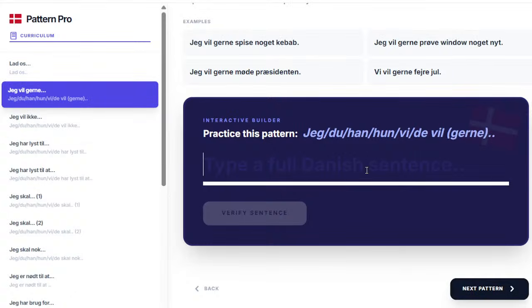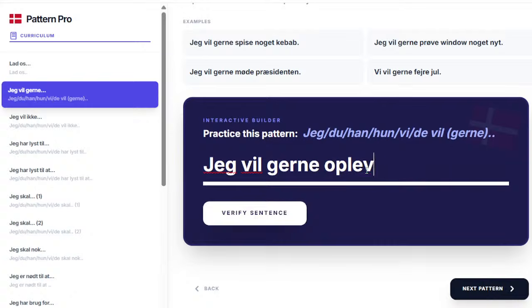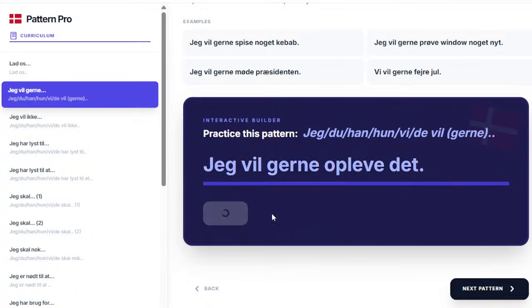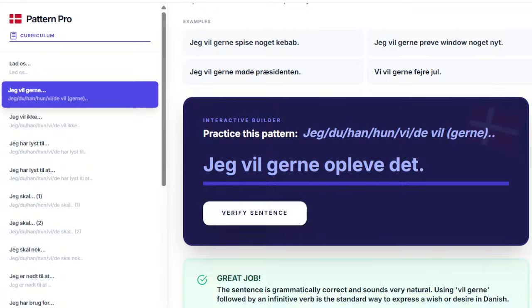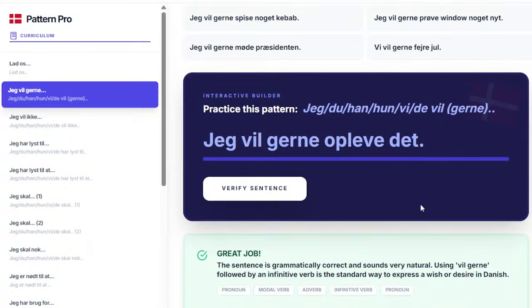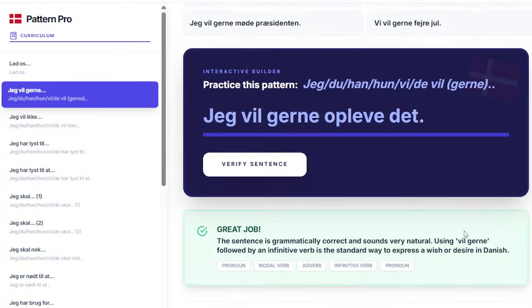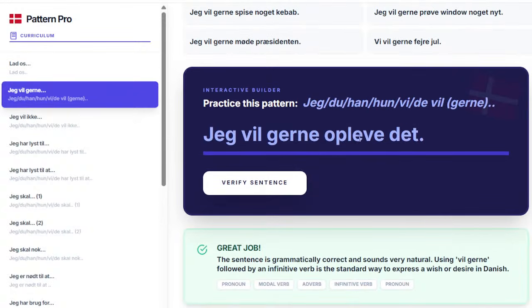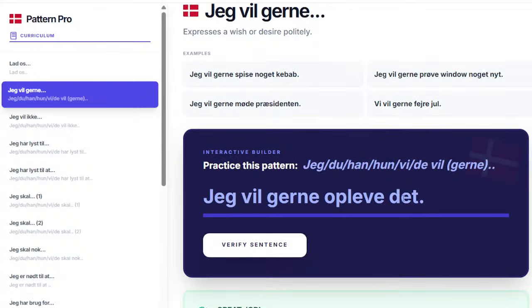Sorry, I jumped too fast. Jeg vil gerne opleve det. Like, I want to experience it. What do you think? Okay, you look at this, right? It's grammatically correct. Vil gerne, and once again, infinitive. Jeg vil gerne. So it becomes a lot easier for you because you don't have to think from scratch. You just have to put a verb in the infinitive. You already know that these are correct because you got them from me.